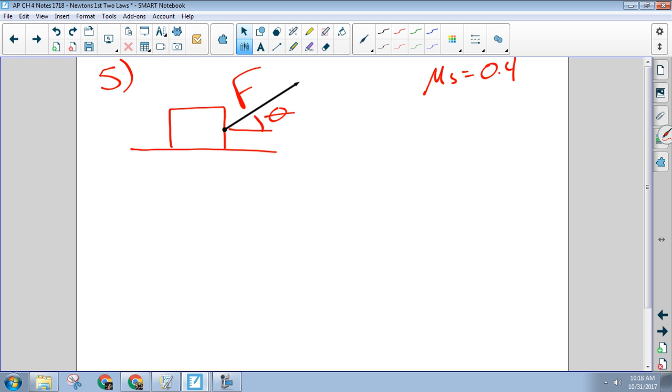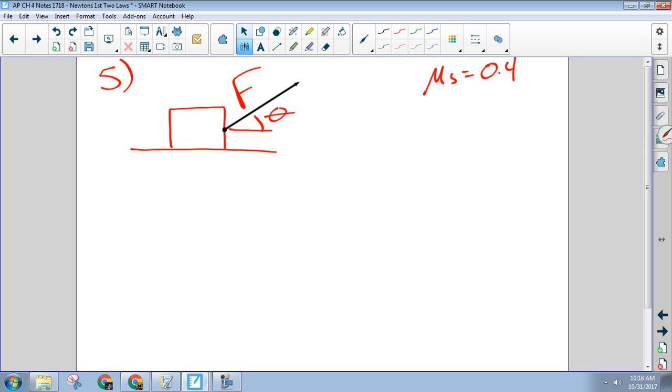Okay, so does everybody understand the question that we're trying to come up with? The question is, for a given angle theta, how much force will I need to get this thing moving? And we can safely assume that we're going to pull up as opposed to pushing down, right? Does that make sense?